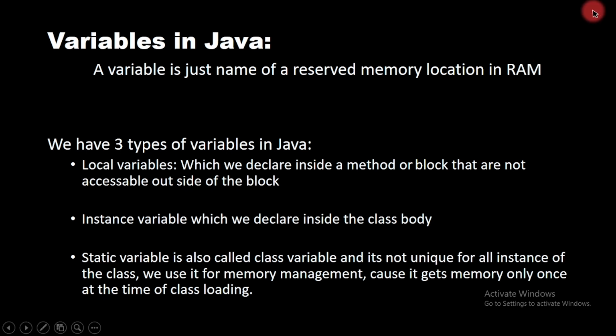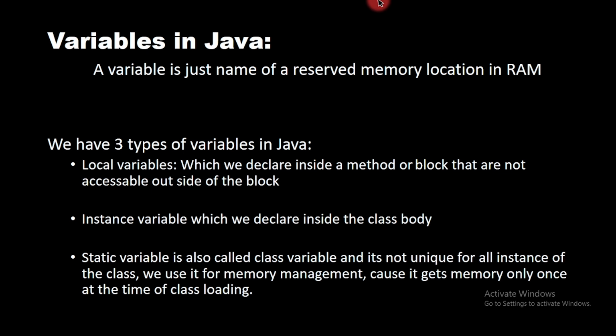In the last video, we set up our environment and wrote our first Java program. In this video, we are going to talk about Java variables and data types. So, a variable is just a name of a reserved memory location in the RAM. And a data type specifies the type of the data that can be held or stored by that variable.